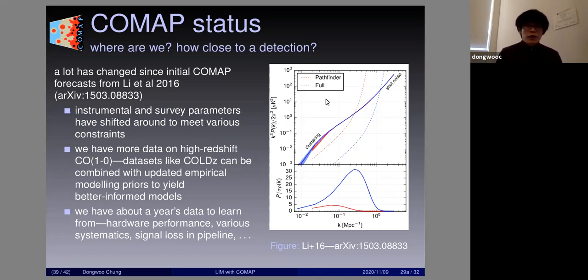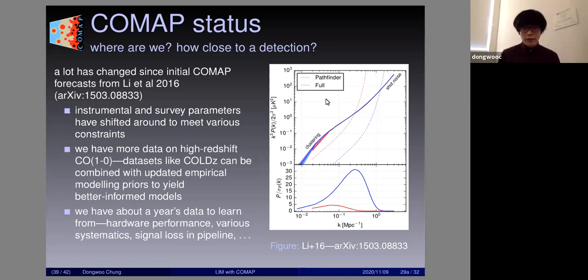I'm not going to say we have a lot more data on high redshift CO, but we do have more data on high redshift CO. You have data sets like COLDz, which is Dominik Riechers' survey on the VLA. You have more up-to-date empirical modeling of the galaxy-halo connection from folks like Peter Behroozi. You can combine those new models and constraints to yield better informed models than Tony's model. And then we have about a year's observations behind this. The instrument was commissioned last summer.